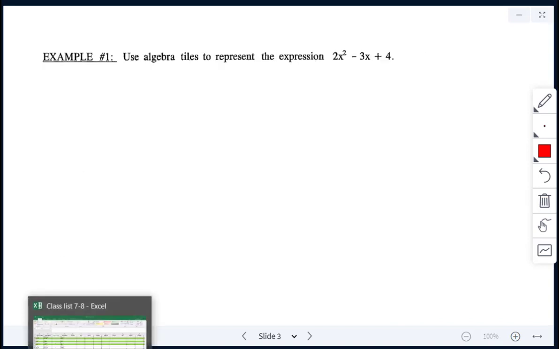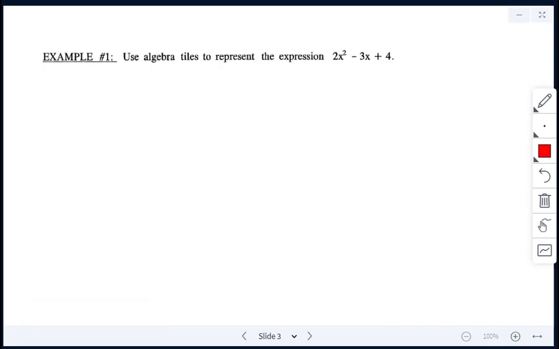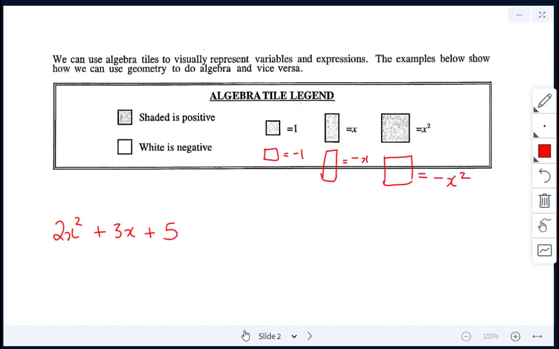We have an example here. We're going to use algebra tiles to represent the expression 2x squared minus 3x plus 4. We're going to use the legend that we have right here. Again, a positive little square for our constant. A rectangle, if it's shaded, represents x. A larger square, if it's shaded, represents x squared. And if it's unshaded, it represents negative.